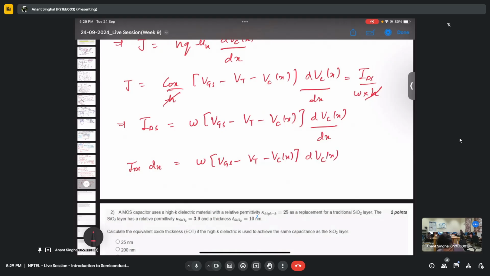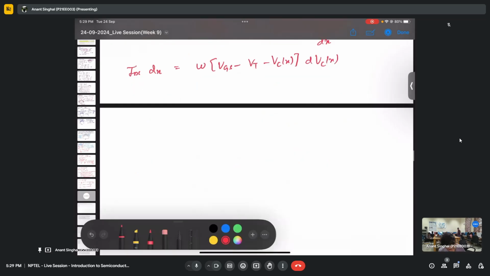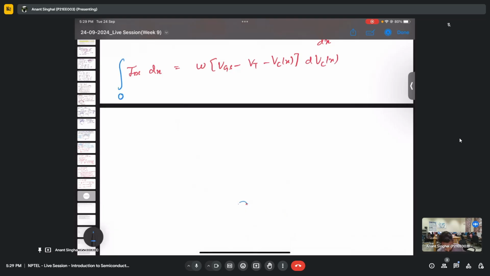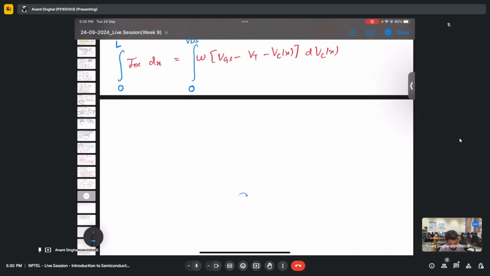To calculate this current, we can integrate both sides. What we want is the current across the channel, which starts from 0 and goes till L. And the voltage will go from 0 to VD, because at the source we have 0 voltage and at the drain we have VD voltage. I'm writing S because the source is always grounded, so I can go from 0 to VDS, that is effectively VD only. Now the LHS will be IDS, with x from 0 to L. I'm just writing L because IDS is independent of the channel position. We are assuming that we have the same ID across the whole channel.